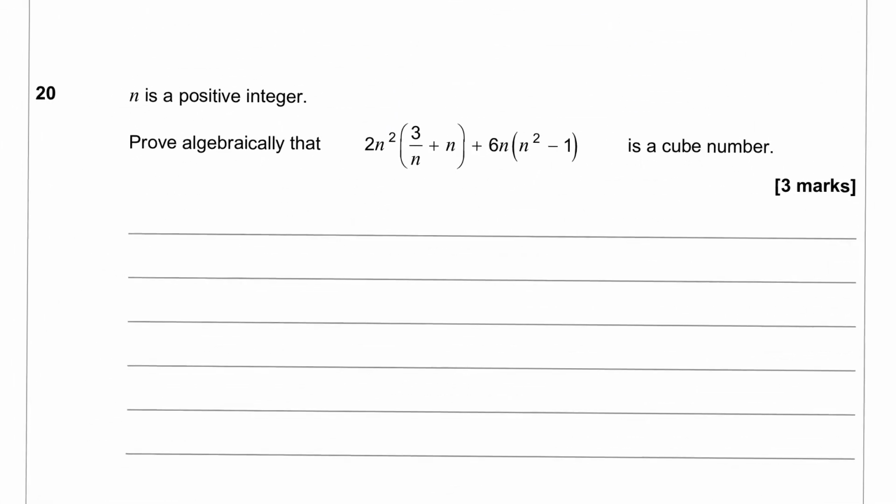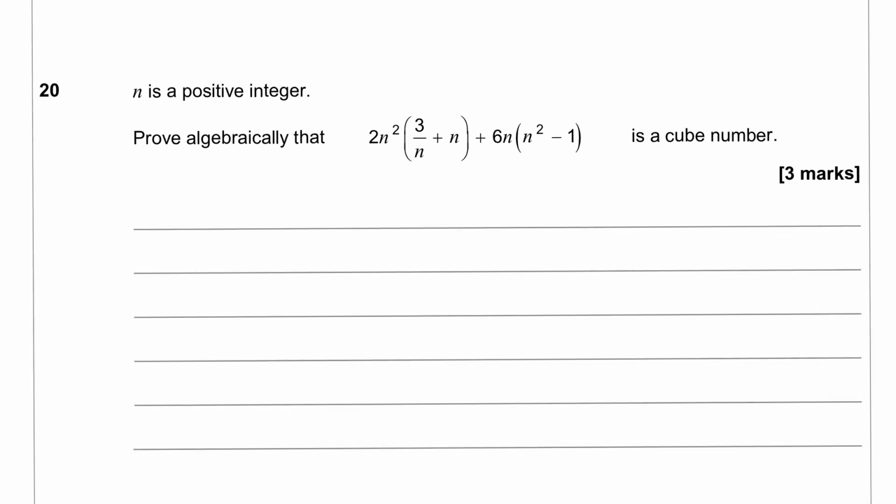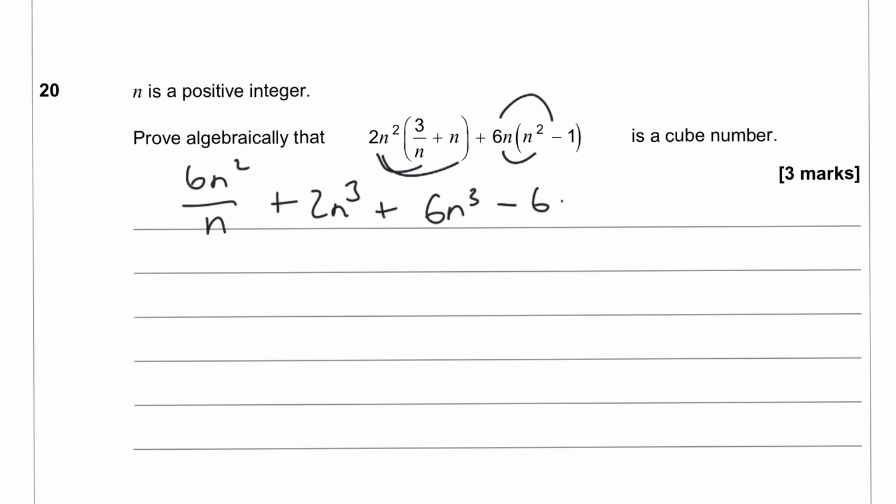So having a look at question 20. It says n is a positive integer, and it wants us to prove algebraically that this expression is a cube number. In order to do that, we are going to need to expand this expression. Let's look at the first set of brackets. 2n squared times 3 over n would be 6n squared over n. And then 2n squared times n would be 2n cubed. That's added to 6n times n squared, which is 6n cubed, and then 6n times minus 1, which is minus 6n.